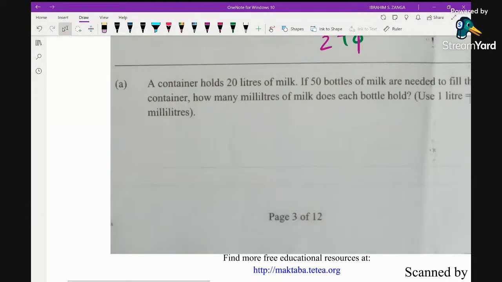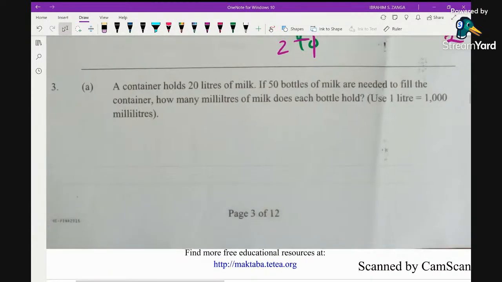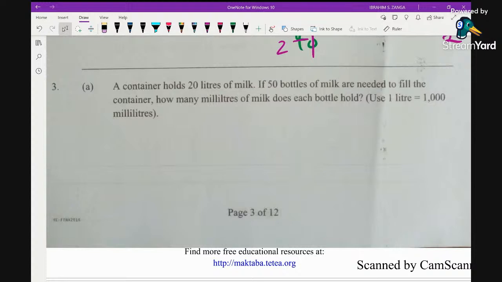Next question, question number 3A. A container holds 20 liters of milk. If 50 bottles of milk are needed to fill the container, how many milliliters of milk does each bottle hold?